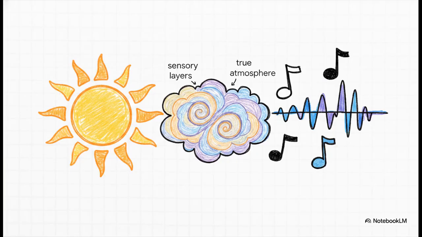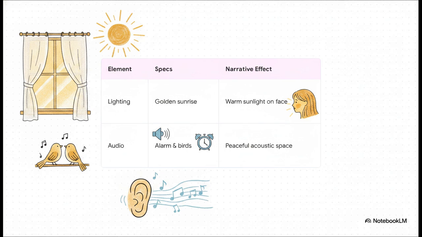Next up, we have lighting and audio design. This is where we breathe actual life and atmosphere into our blueprint. Take a look at how these sensory elements get layered together. For lighting, the specs call for a soft golden sunrise and natural window light. The narrative effect of that? Warm sunlight filtering through sheer curtains, eventually illuminating the girl's face.